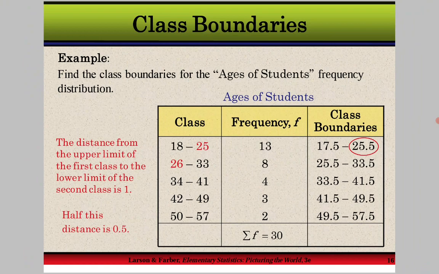So class boundaries. Find the class boundaries for the ages of students frequency distribution. So class 18 to 25, 26 to 33 and frequencies. The distance from the upper limit of the first class to the lower limit of the second class is 1. Half this distance is 0.5. So what are class boundaries?